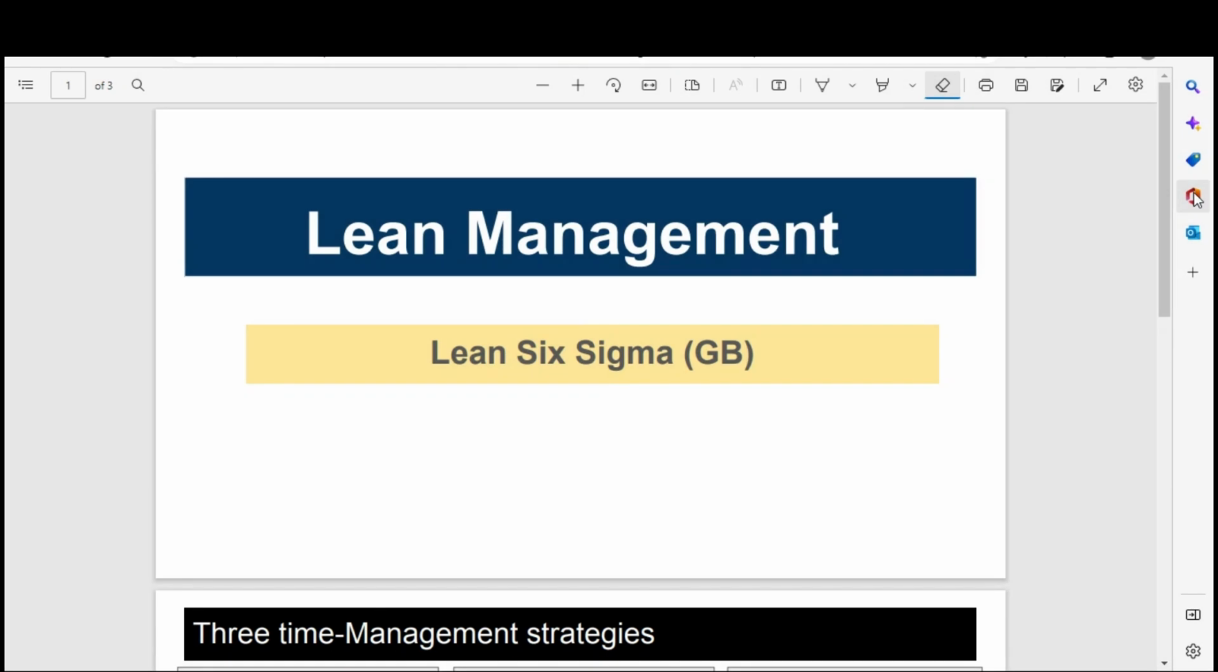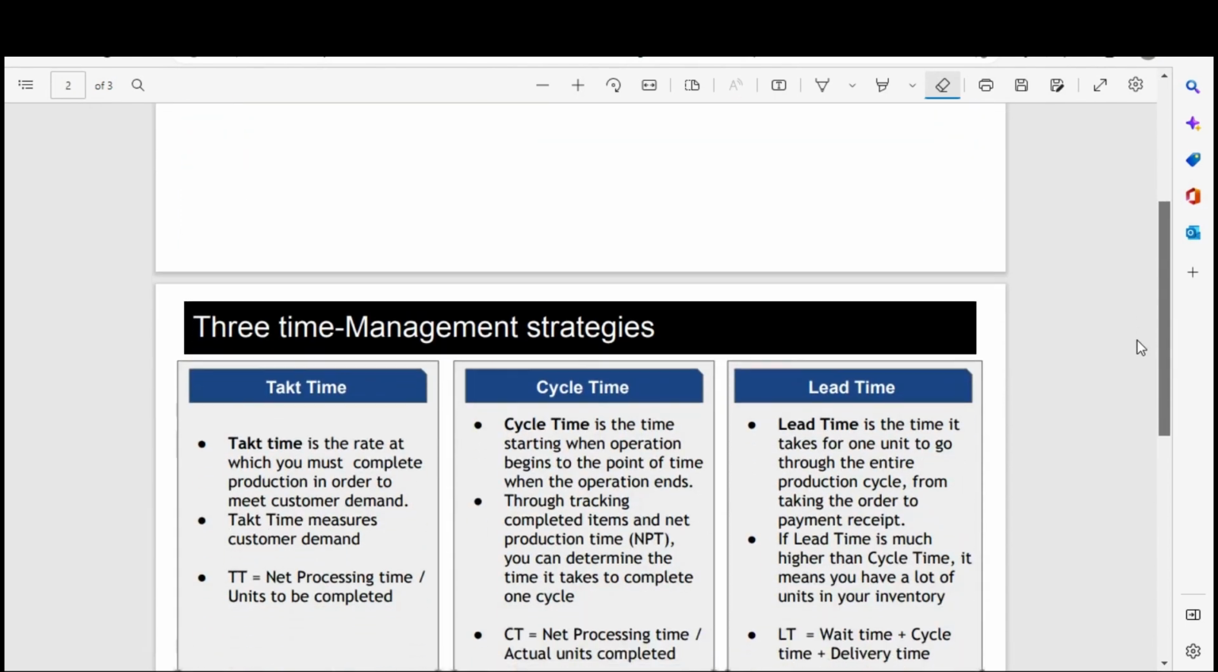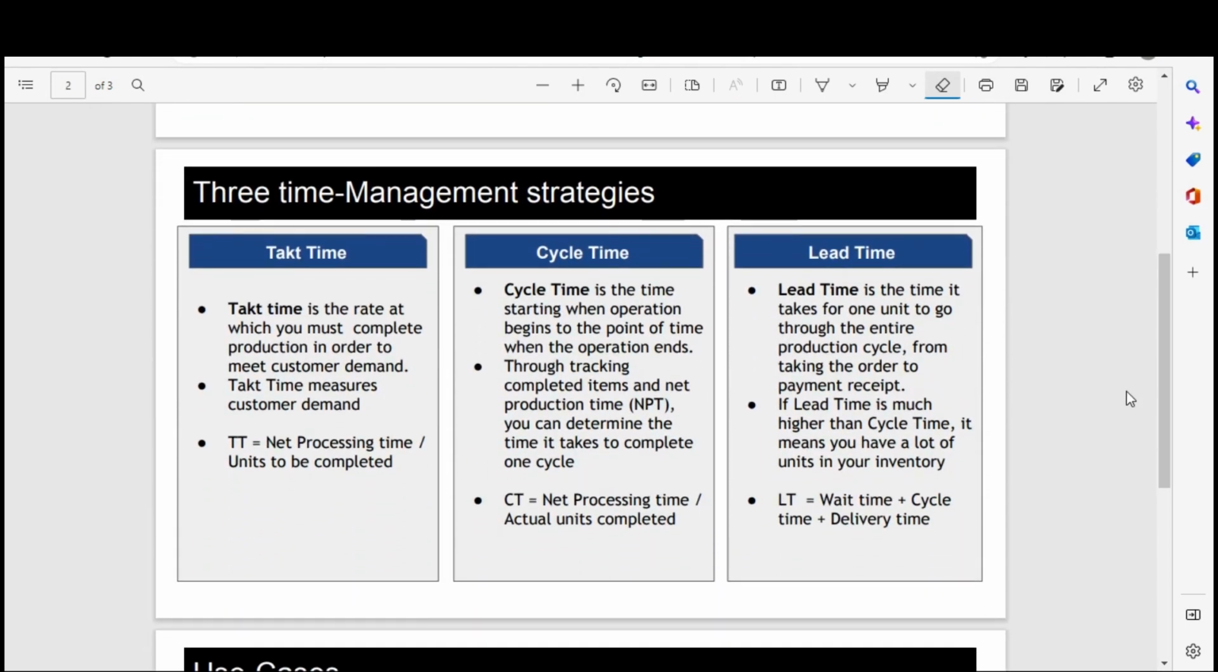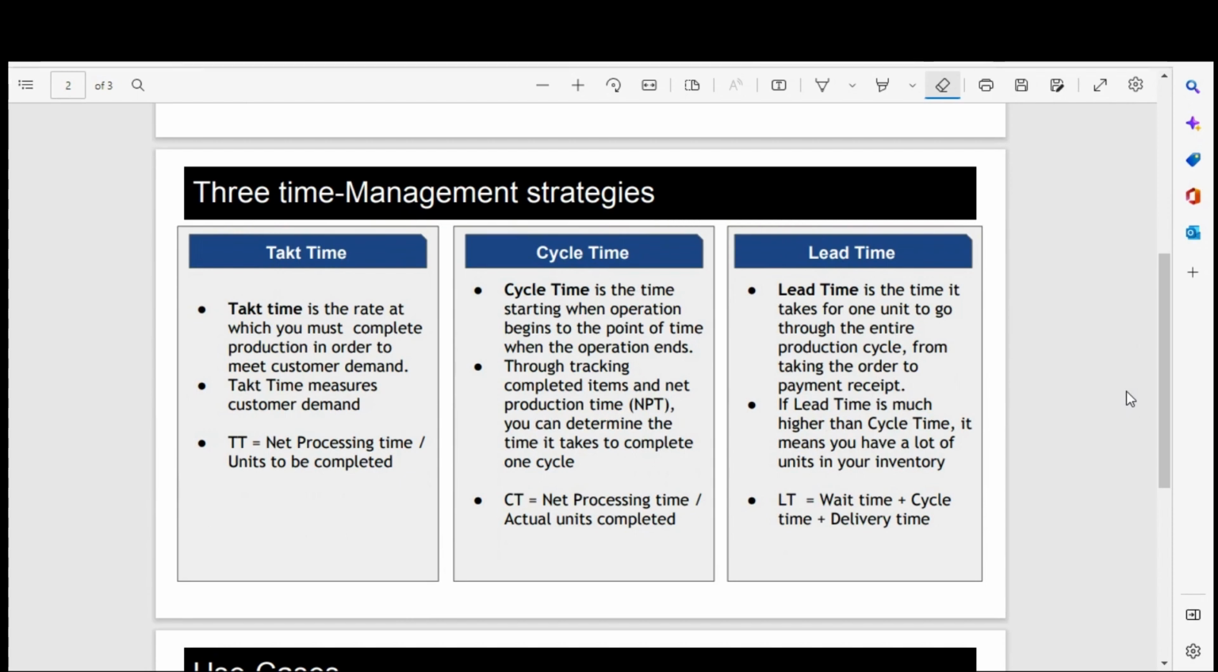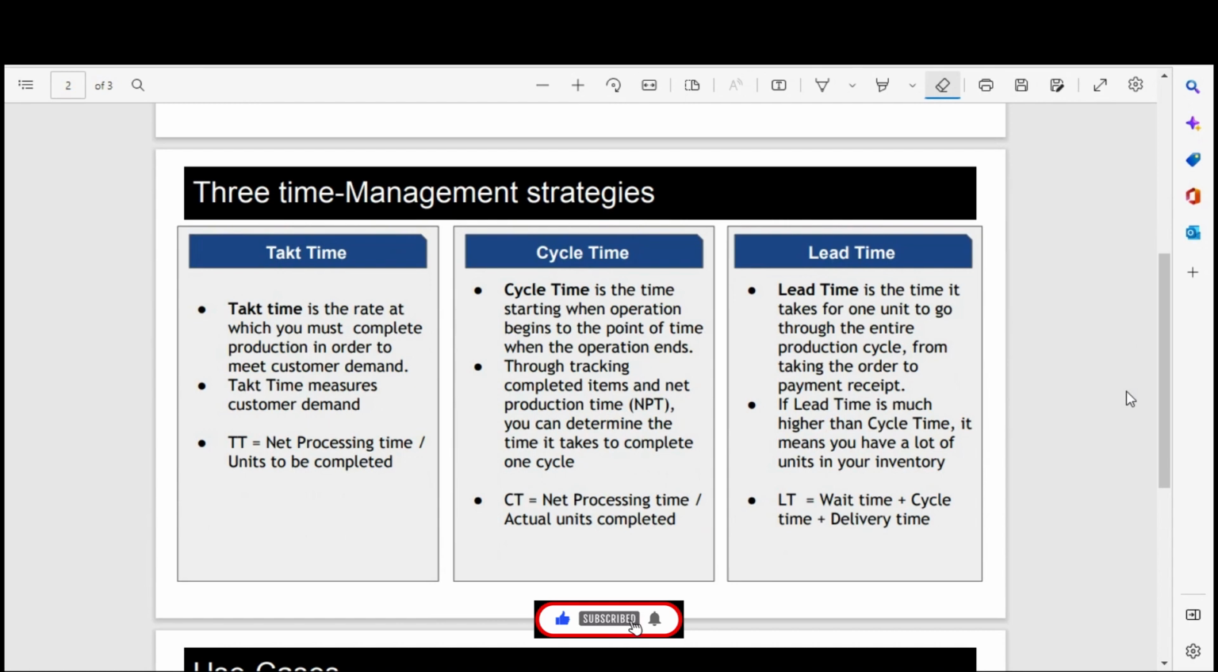In this lecture, we'll be talking about three time management strategies, which are very important in lean management and operations management. These three time management strategies are takt time, cycle time, and lead time. These are very simple concepts in nature, but oftentimes people get confused and try to interchange and replace one with another. So let's directly jump into the topic.